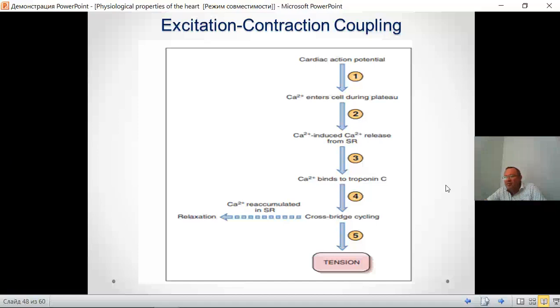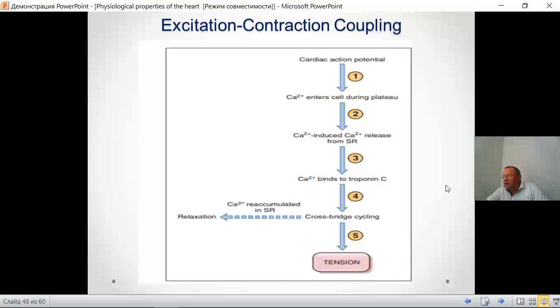and tension is produced. Cross-bridge cycling continues as long as intracellular calcium ion concentration is high enough to occupy the calcium ion binding site of troponin C. Number 5. A critically important concept is that the magnitude of the tension developed by myocardial cells is proportional to the intracellular calcium ion concentration.